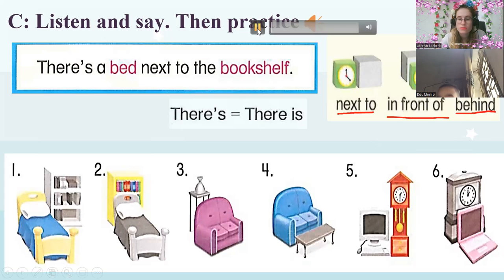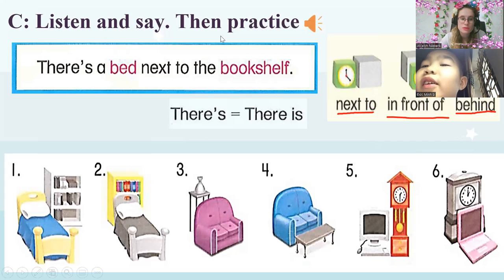Page 53. C. Listen carefully. Listen and say. Then practice. There's a bed next to the bookshelf. Next to. There's a clock next to the box. In front of. There's a clock in front of the box. In front of. Behind. There's a clock behind the box. Behind. Good. There is.